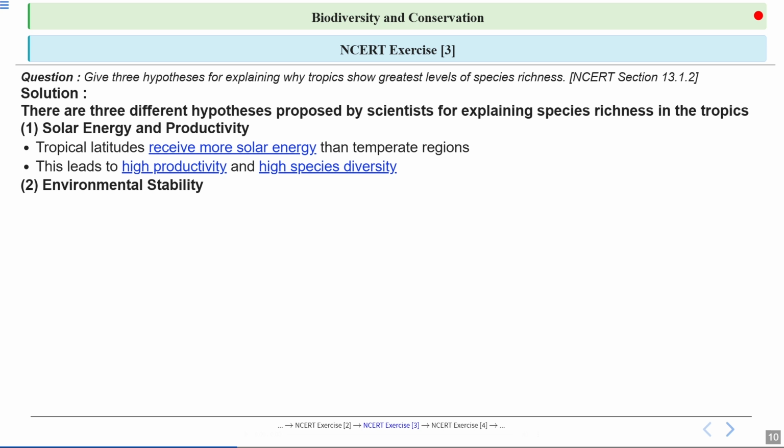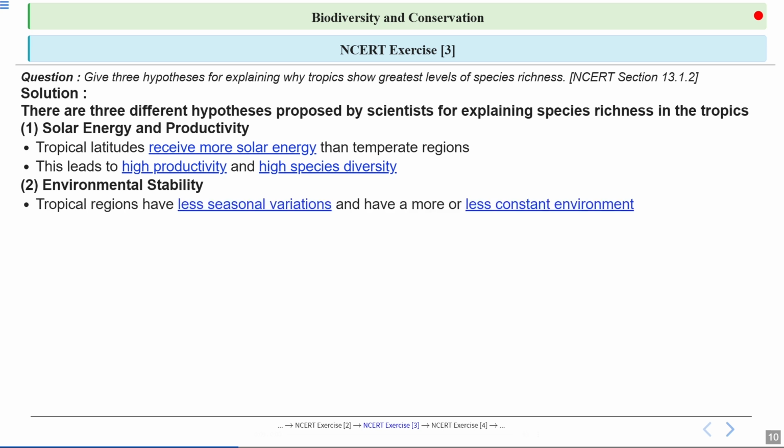Second one is environmental stability. Now, in tropical regions, the climate remains relatively stable throughout the year with little change in temperature and rainfall, which creates a consistent environment. Now, this stability supports a wide variety of plant and animal life, as organisms can adapt to and thrive in these conditions that do not fluctuate much.